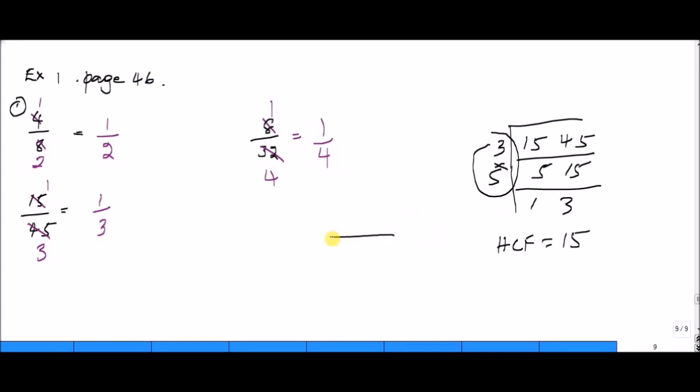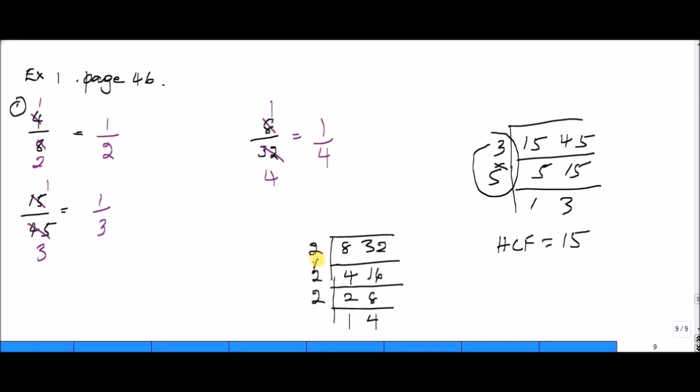Same principle for number 4. We have 8 and 32, and in this case we could use 2. Always start with 2, and we say 2 into 8 is 4, and 2 into 32 is 16. Then we could continue with 2 if we wanted. 2 into 4 goes 2 times, 2 into 16 goes 8 times. We continue with 2: 2 into 2 is 1 time, and 2 into 8 is 4 times, and we're done.